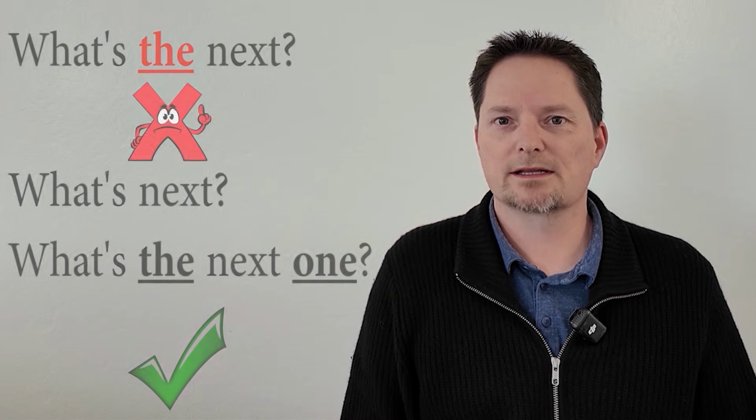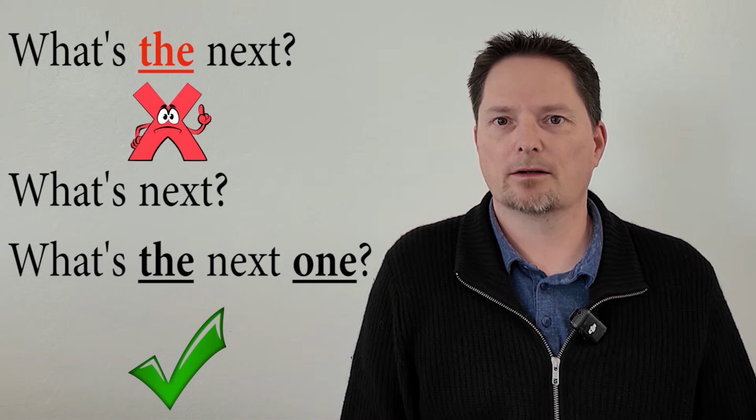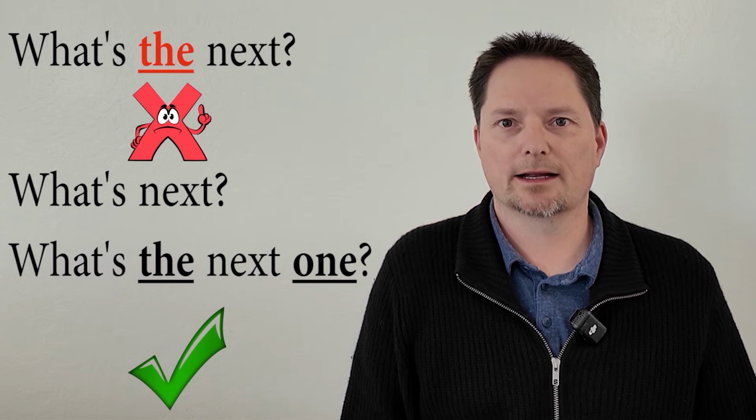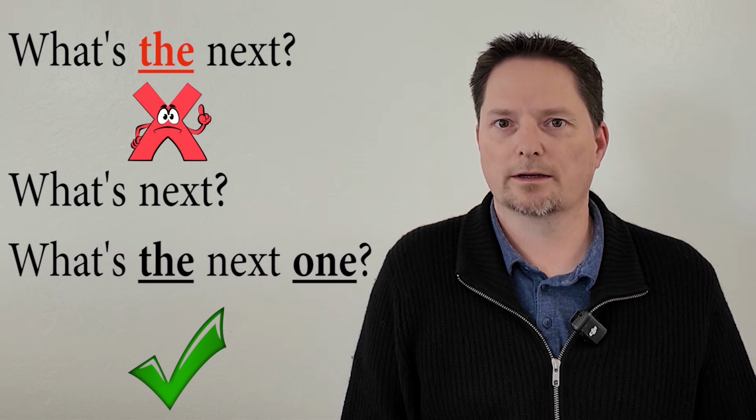I cannot say what's the next. I can say what's next or what's the next one, but I cannot say what's the next. This is not correct. So remember, when you ask the question, say what's next or what's the next one. If you say the, you have to say one. What's the next one? Do not say what's the next.